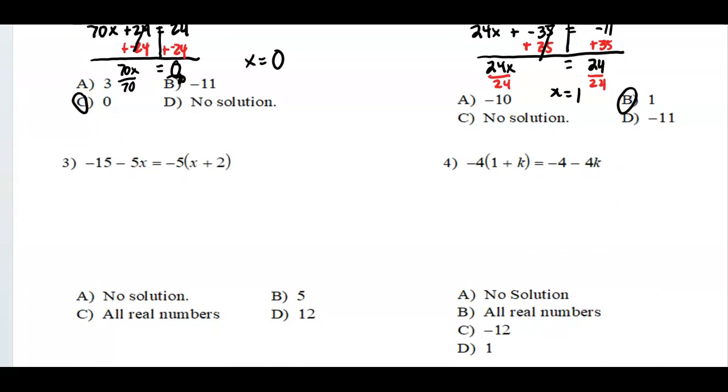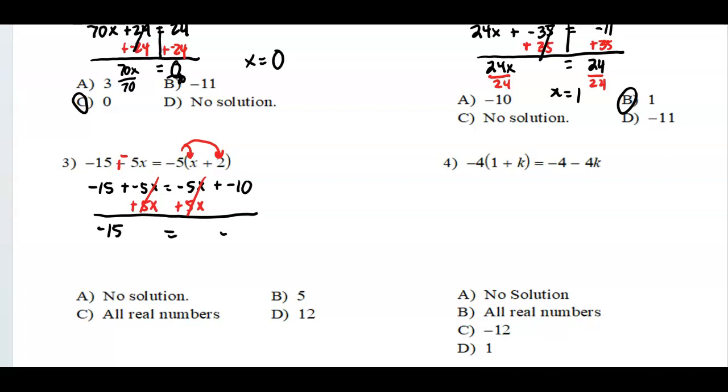Here's an example where we're not going to have one solution. So first of all, go through plus negative 5x and now distribute. So we got negative 15 plus negative 5x equals negative 5x plus negative 10. So we're at our point where we need to move our variables. So I'm going to add 5x to both sides. And watch what happens. 5x cancels off and 5x cancels off. So I have negative 15 is equal to negative 10. This is a false statement. Our variables canceled off. I got something that was false. Negative 15 does not equal negative 10. So therefore, this is a no solution problem.